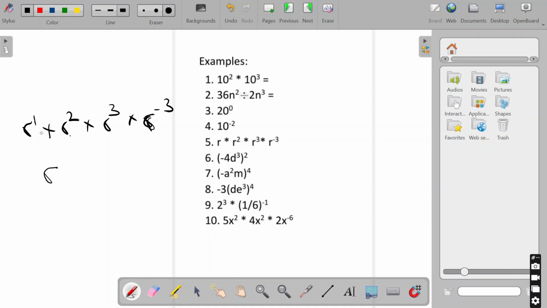Then the next thing to do is add the powers. The index is 1, and because of these times, it becomes plus: 1 plus 2 plus 3 minus 3. 1 plus 2 is 3, 3 plus 3 is 6, minus 3 is 3. So this means r times r times r. So that solves that.